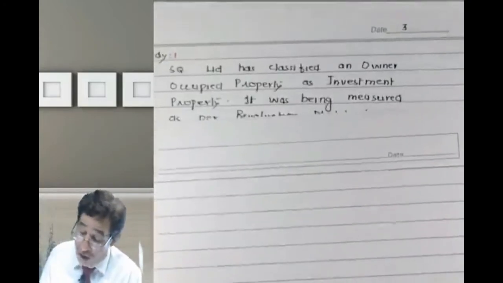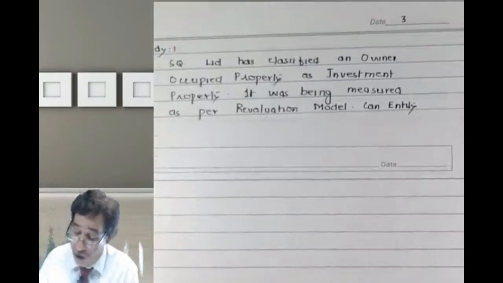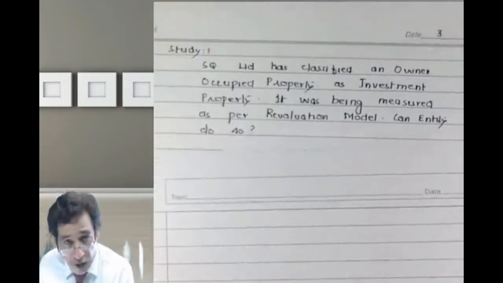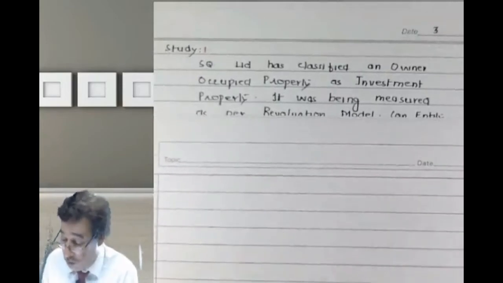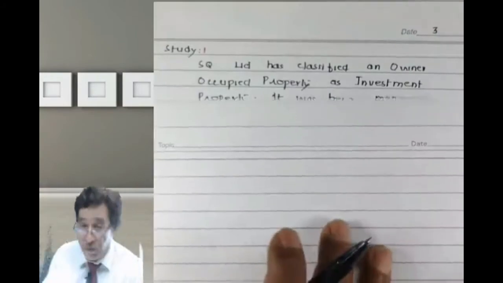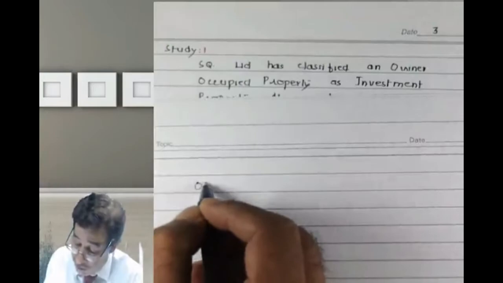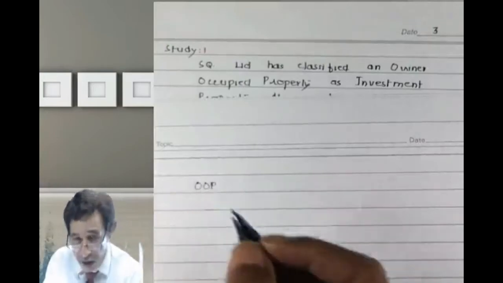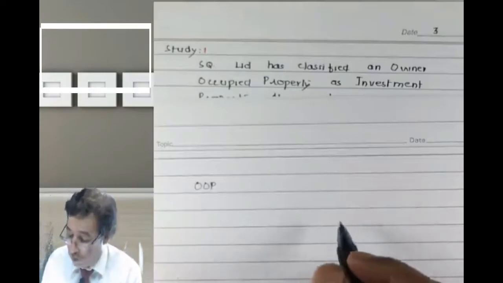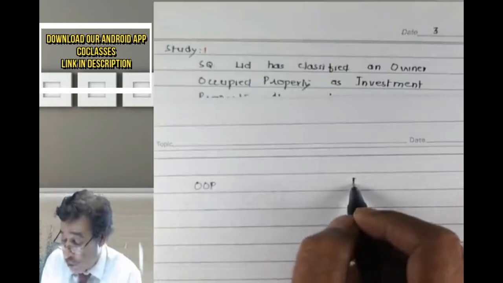Correct? Before I dwell upon this particular question, let me explain actually what is an owner-occupied property and what is an investment property, because so many questions are there with respect to these two terms. And see here, what is an owner-occupied property? I have already told you these two terms have been covered at great length under Ind AS 40, which deals with investment property. One is owner-occupied property and another one is investment property.